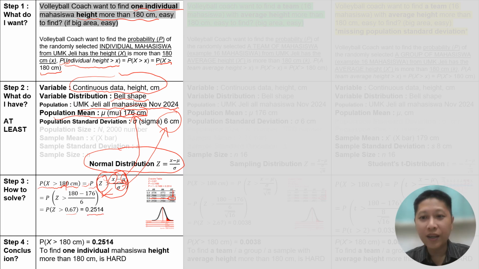That is to use the Z table. We're going to get it from the Z table here. So at the end, the conclusion will be the probability of finding somebody who is 180 cm or more equals 0.2514. That will be 25%. It seems that it's hard, just 25% that we can find somebody who is more than 180 cm. Case 2.